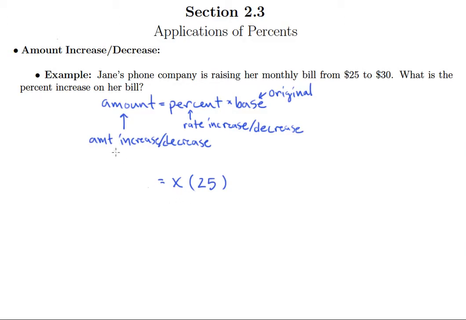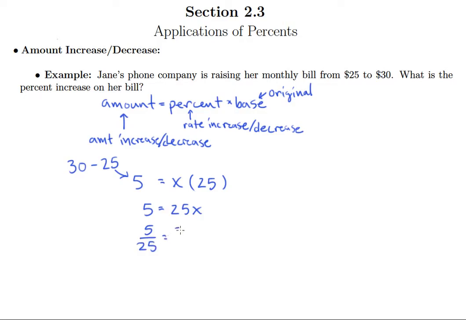And then what is the amount of increase or decrease? Well, in this case, it's an increase, and the increase is not 25, it's not 30, it's the difference of the two, right? You can see that her bill went up by $5, right? So we're getting that $5 there from taking the new amount in her bill minus the old original amount in her bill. So there's our equation. Let's clean it up. 5 equals 25x.